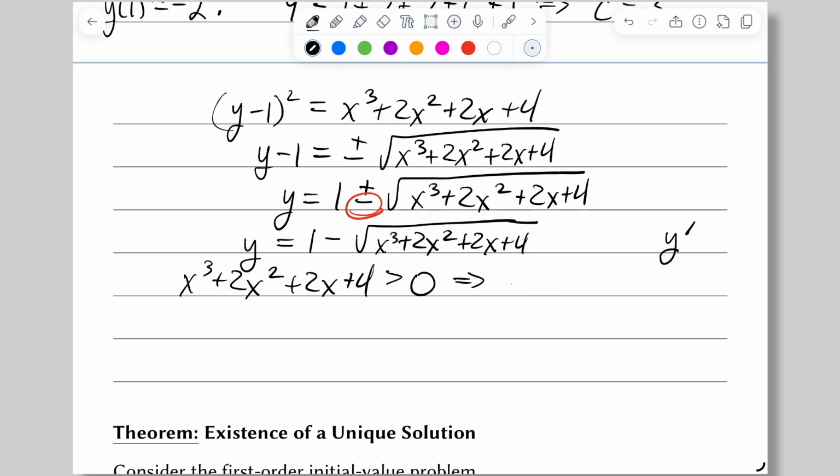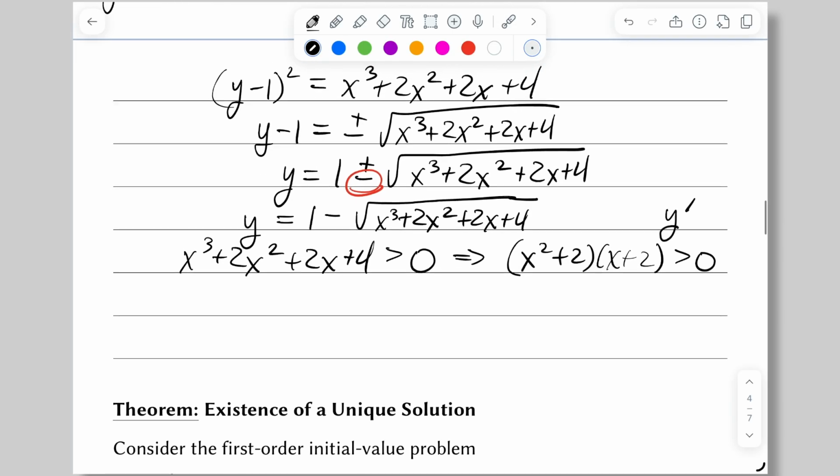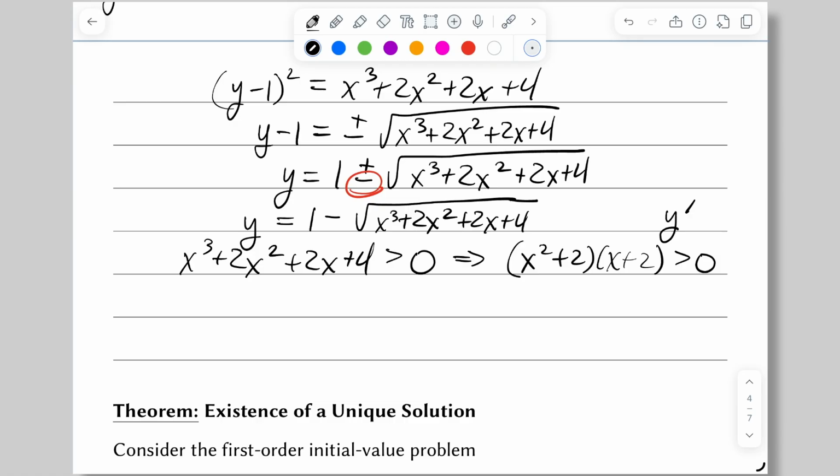This is factored by grouping, and we're going to find x squared plus 2 times the quantity of x plus 2 is greater than 0. X squared plus 2 doesn't contribute to the expression being positive or negative, and so the interval of solution is going to be from parenthesis negative 2 to infinity.